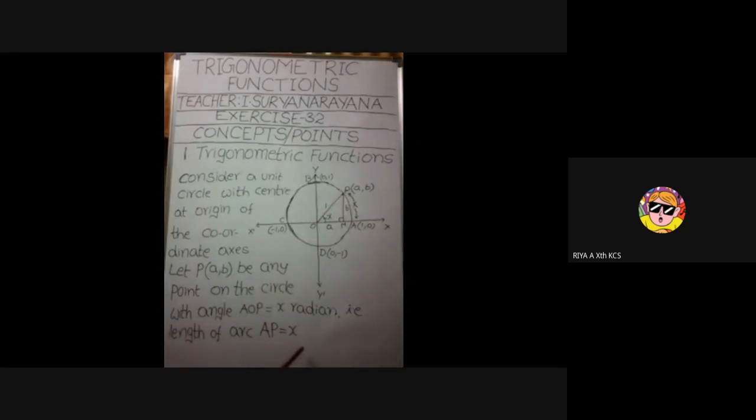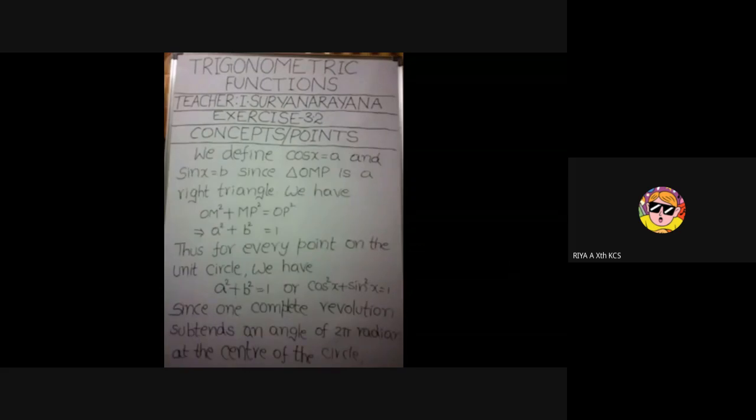is x units. That is AP is equal to x units. Understood this diagram, my children? Right. We define cos x is equal to A and sin x is equal to B.